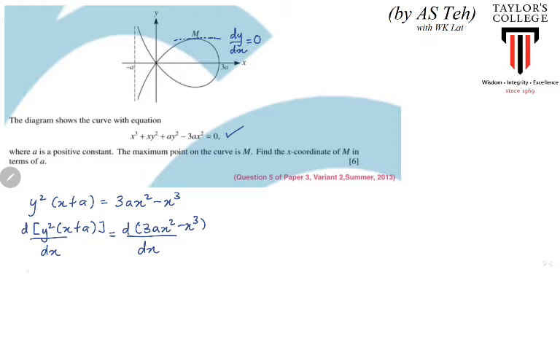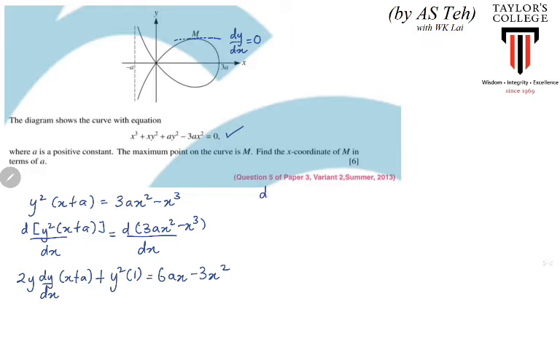If I differentiate y squared with reference to x, this becomes 2y dy per dx. Then I still have x plus a remaining as that function, plus y squared, and then differentiate x plus a, so this becomes 1. That is going to be equal to the right hand side, which is 6ax minus 3x squared.